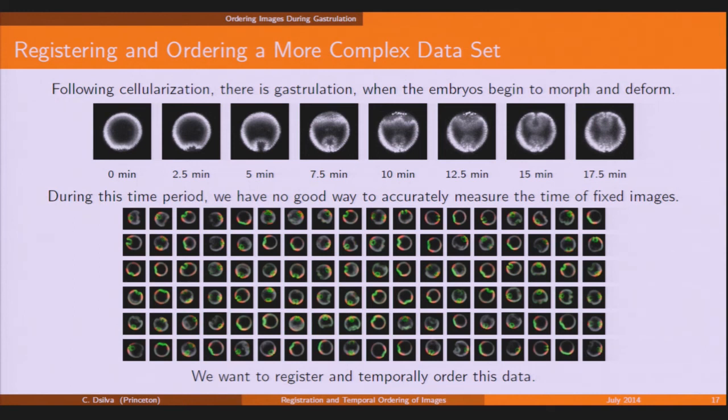But following this time period that I showed you previously, which is called cellularization, there's gastrulation. And this is what happens about in 20 minutes. So you can see that now we don't have this nice uniform arrangement around as a circle, but things start to morph and deform. And during this time period, there's really no good way to time the pictures. There's nothing like the membranes that grow inward to let us say how old each image is. But you can see there are some nice patterns developing, and these things turn in and eventually form the future organs of the organism. So here you see a larger data set taken during this time period, and we'd like to actually do the same thing, register and order.